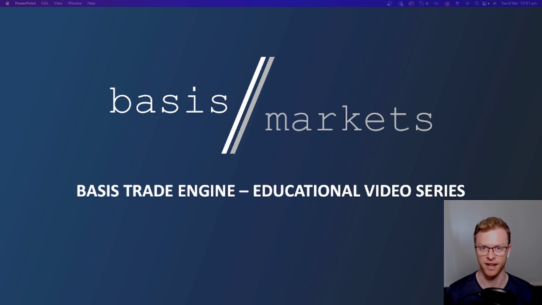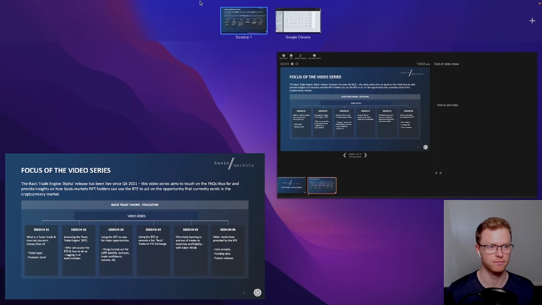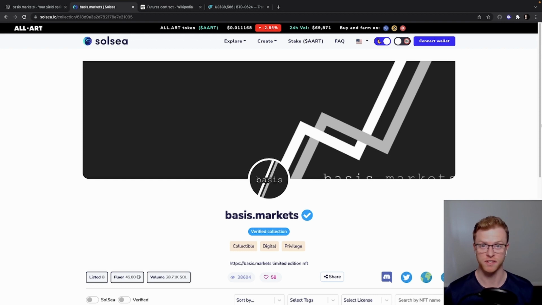Let's start off with how can I get a Basis Markets NFT and gain access to the Basis Markets trade engine, because that's where it all starts. Let's have a look at that. We are on SolSea, which is an NFT marketplace for NFTs on Solana. The first thing to look for is this blue tick here next to the Basis Markets collection.